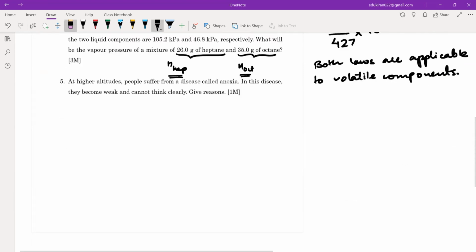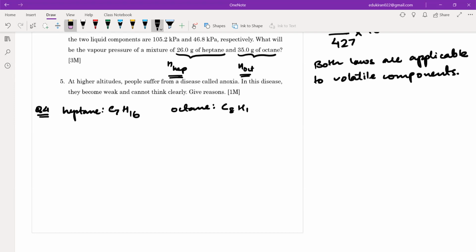Question number 4. So we have heptane. Heptane is C7H16. Octane, what is the formula for octane? Tell me guys. Octane का formula क्या होगा? C8H18. What will be the molar mass? इसका कितना होता? 100 होता शायद इसका ना? And this will be 112.